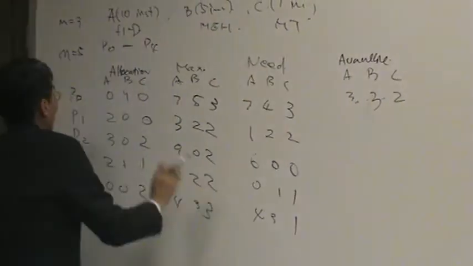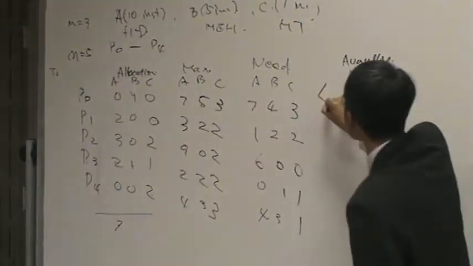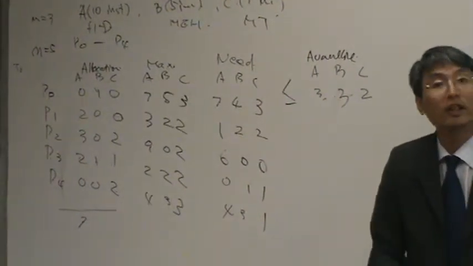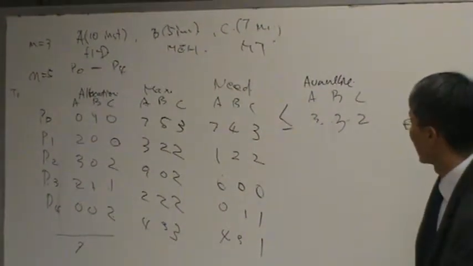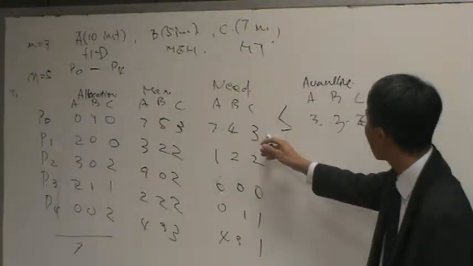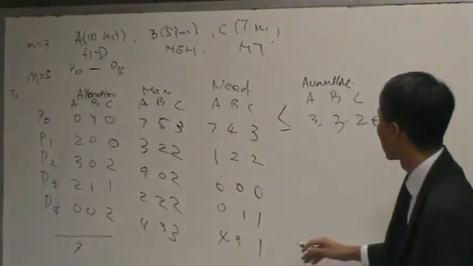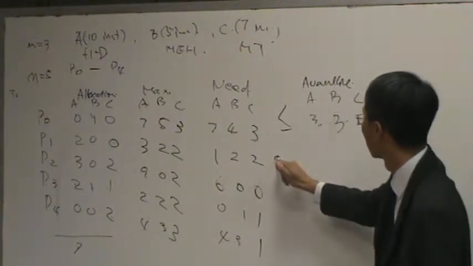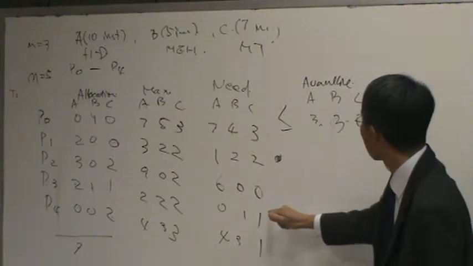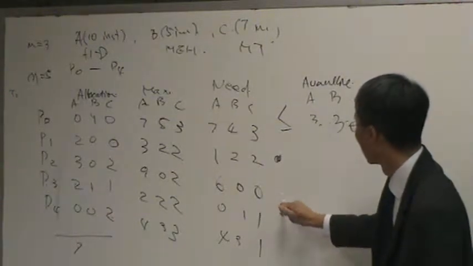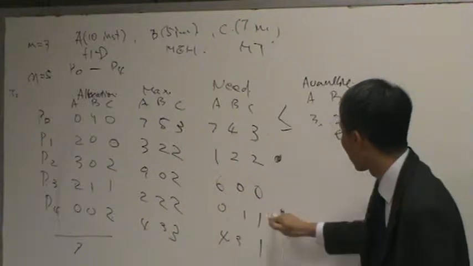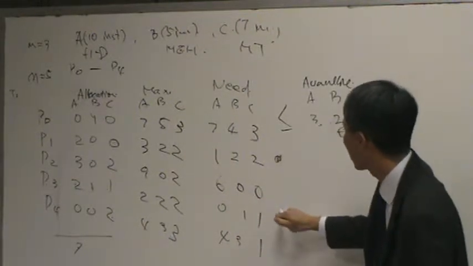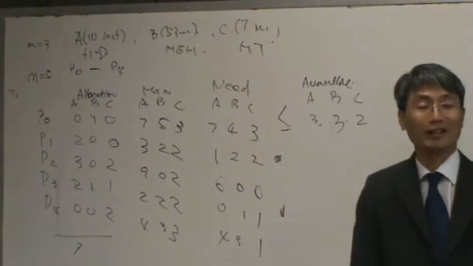We are going to find the process whose need is smaller than or equal to the available. That makes sense, then we can complete such a process. Which one? Process 0? No, it needs a 7. P1, 1, 2, 2, yes, maybe. And P2, no. P3, yes. P4, no. So either P1 or P3 can be terminated.